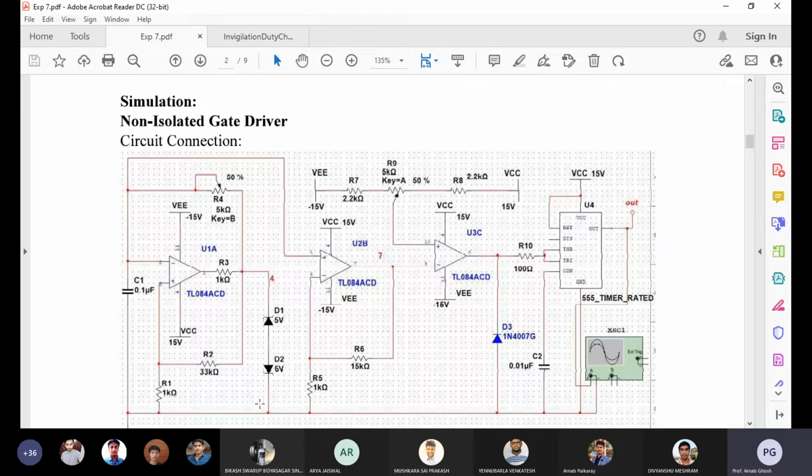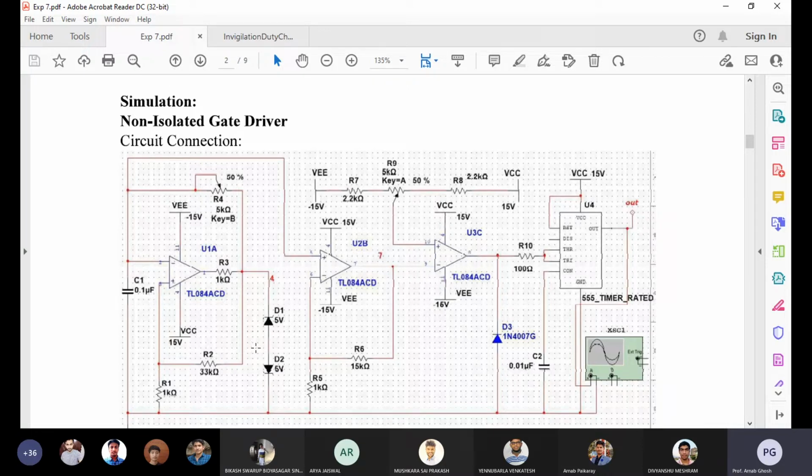Now what happened? Here we are getting some triangular waveform from the circuit. Then that triangular waveform can be amplified by this op-amp. After amplification, back-to-back diodes are given. We need not get that negative voltage, that's why they are using the back-to-back diodes.